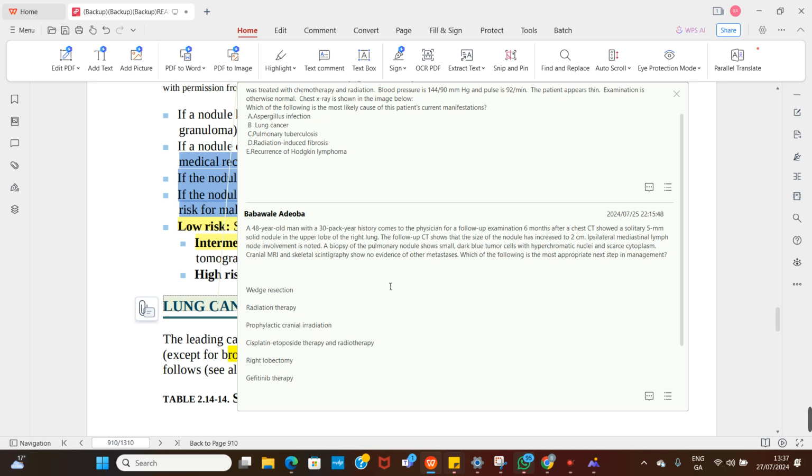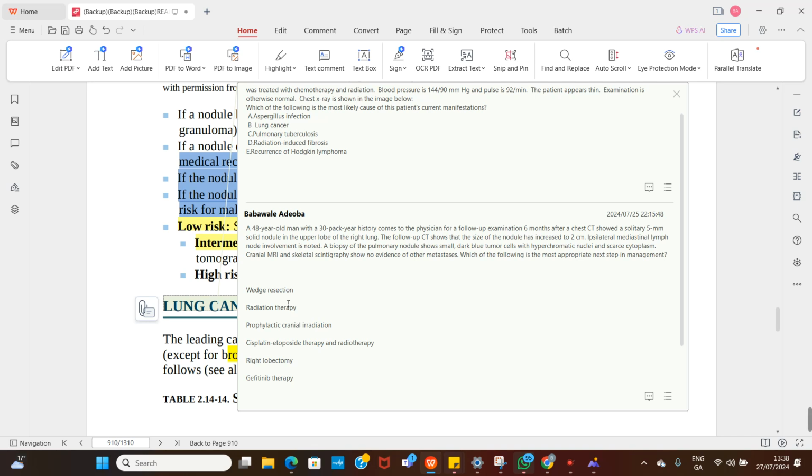So, are we going with radiation? I know you understand what I've said, but the answer will not be radiation. Somebody wants to say something. Why I chose radiation is they said the MRI and the skeletal scintigraphy show no evidence of other metastasis, so I assumed it's an early stage because there's no metastasis. But I know you said it metastasizes early most times, and if there is metastasis, you do chemo and radio.